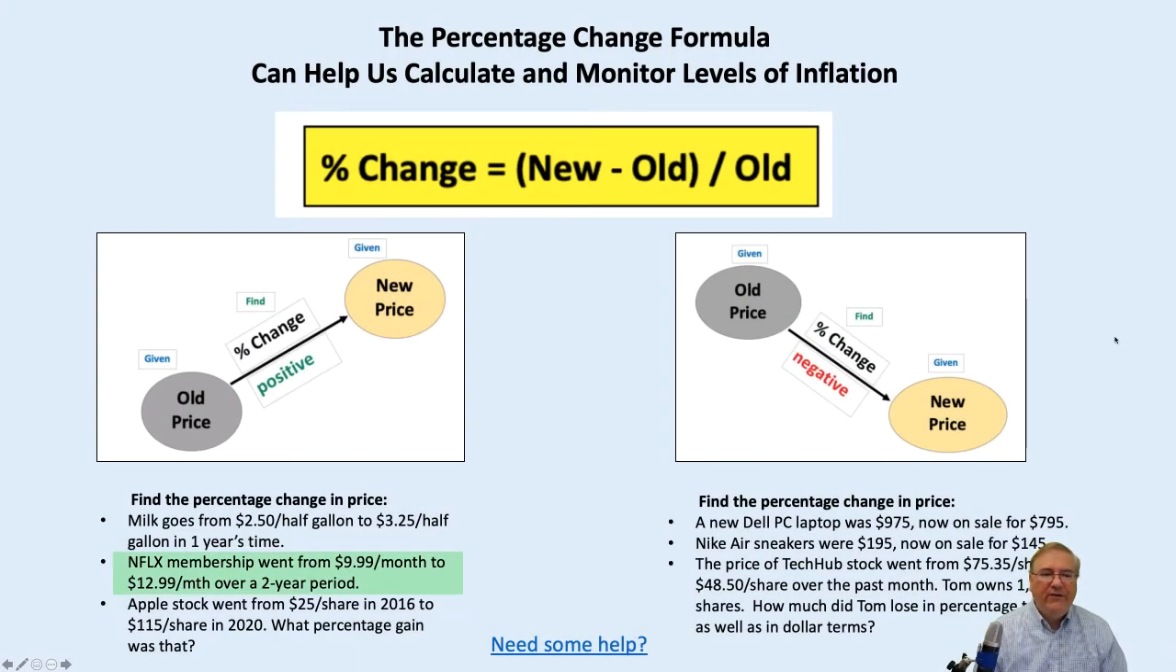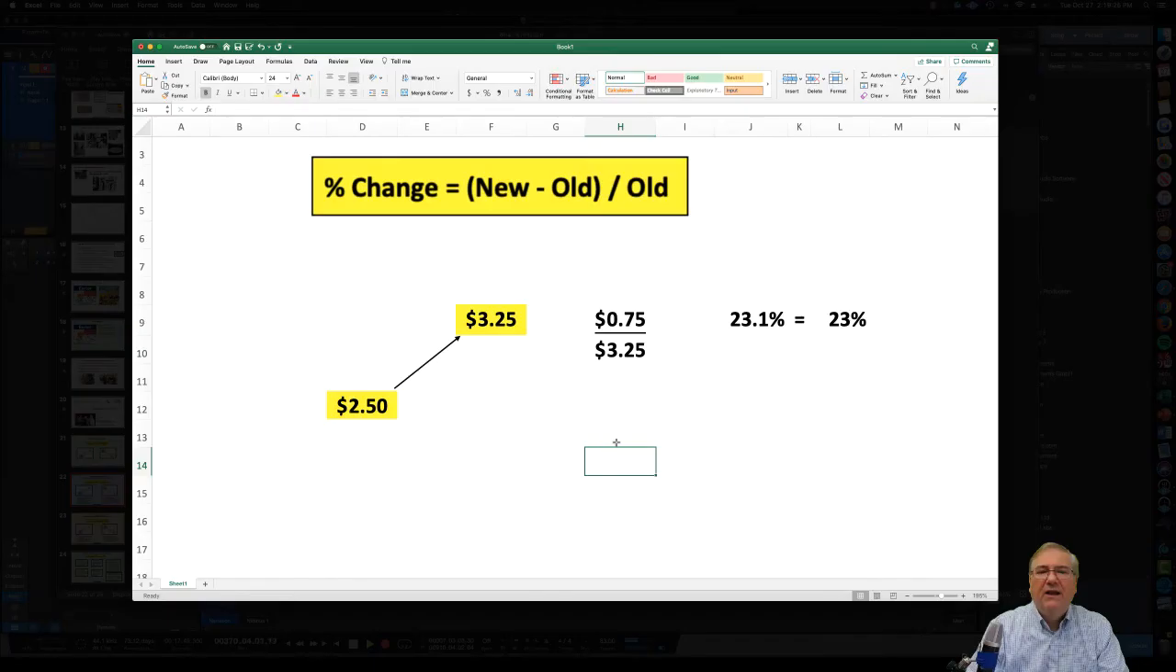Our next problem says that Netflix membership went up in price from $9.99 a month to $12.99 a month over a 2-year period. How much of a percentage change is that? So we go from $9.99 to $12.99. Okay, so the first thing we have to do is draw out a schematic or a diagram which shows clearly the percentage increase going on here.